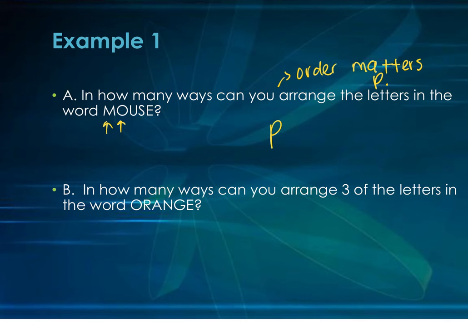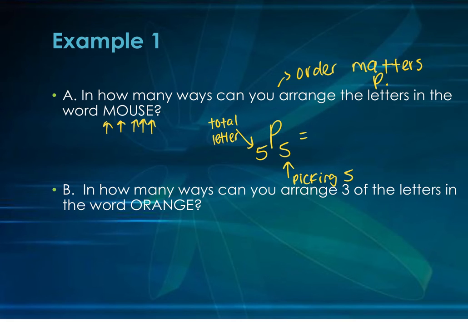How many total letters are there to pick from? 1, 2, 3, 4, 5. How many of those letters are we going to be using? 5. We're going to be using 5. So it's 5 permutated 5 times, because there's 5 total letters. Let's write that in there for this one. Total letters, and we're picking how many of them? 5.